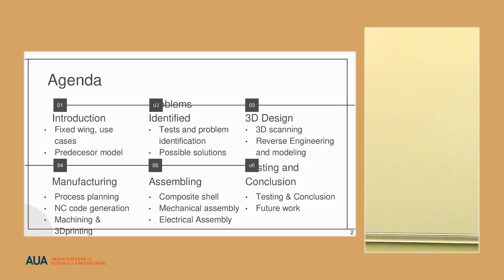Today's agenda is a small introduction about the UAVs and the predecessor model that I've chosen, the problems identified during the testing, and the possible solution with new requirements set for the designing model. Then we'll talk about the 3D design, the scanning and reverse engineering process. The manufacturing process will be explained in detail: the process planning and G-code generation and techniques used while manufacturing. Assembling and the testing component is the last component that we will discuss.